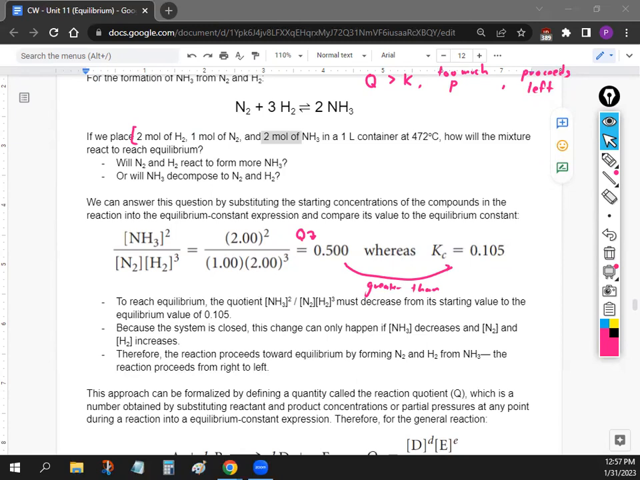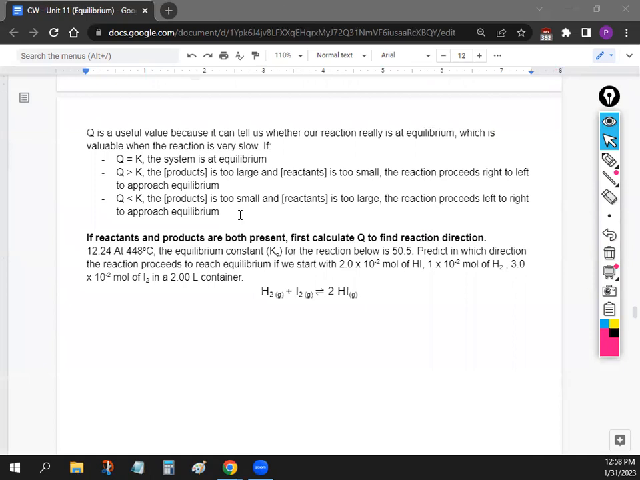So that's how we predict which way the reaction is going to go. If Q is greater than K, you've got too much product, and so the reaction is going to proceed left. And that's basically what all this text is describing. I have it written down here real nicely for you if you want to copy it down, but it'll be available for you right here. If Q is equal to K, obviously it's at equilibrium. If Q is greater than K, you have too much product, so you make reactant, and then the opposite is true as well.